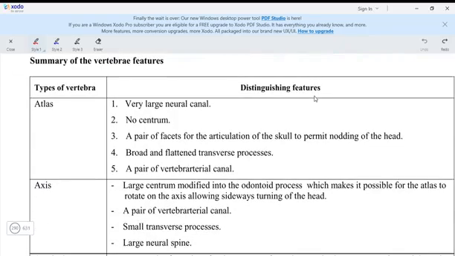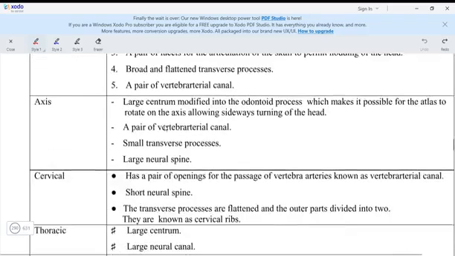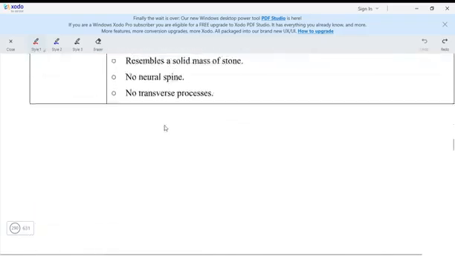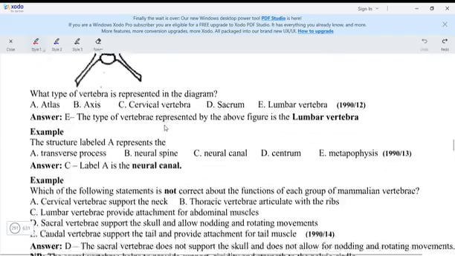From the vertebrae we have mentioned earlier, you can get their distinguishing features here. The atlas has a large neural canal, no centrum, a pair of facets, and so on. All I've mentioned are here. You can just go through them again.